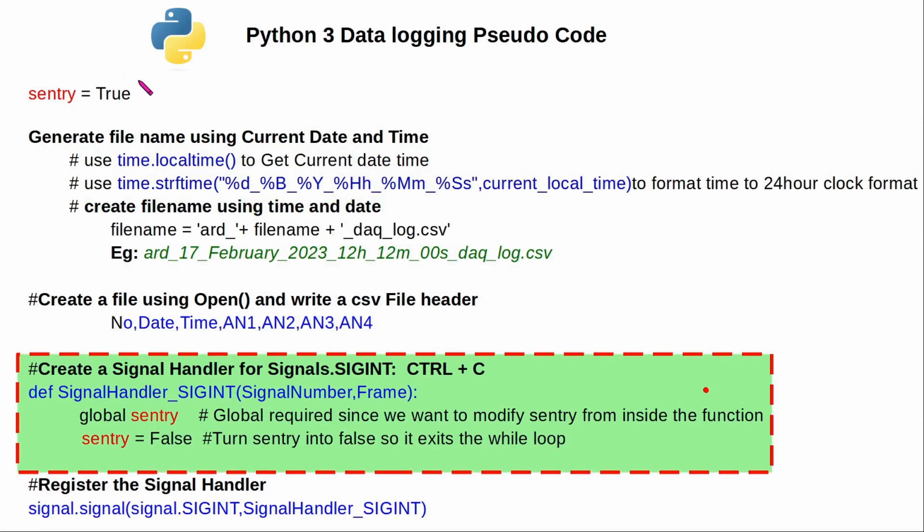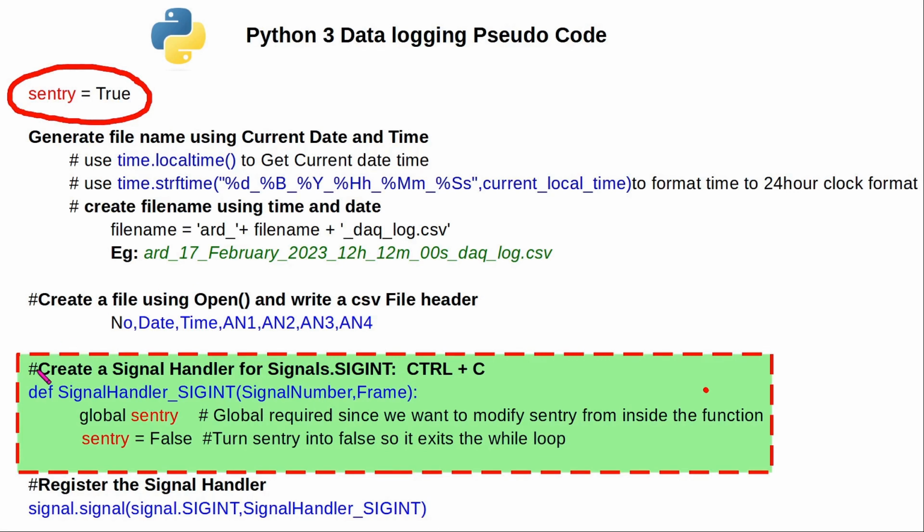So the main variable we have to check is this one. This is just a Boolean variable. This is not the full code, it's a pseudo code. You should remember that. So in the beginning, we will make this entry equal to true. Now we will do the same thing as we have already done. We'll generate a file name using current date and time, and then create a file name. Then we will write the data, etc.